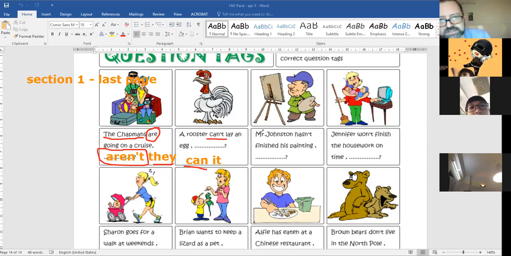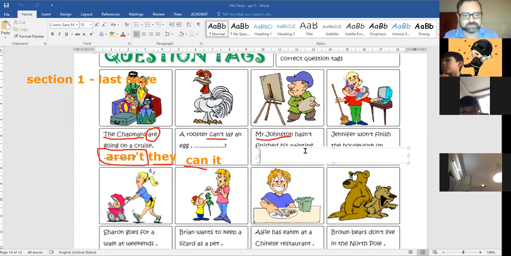And then I believe we also tried number three. Mr. Johnson hasn't finished his painting. Mr. Johnson is a boy or a man. And the opposite of hasn't is has. Mr. Johnson hasn't finished painting. Has, hold on, has he?